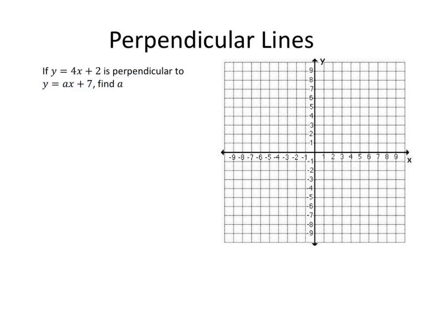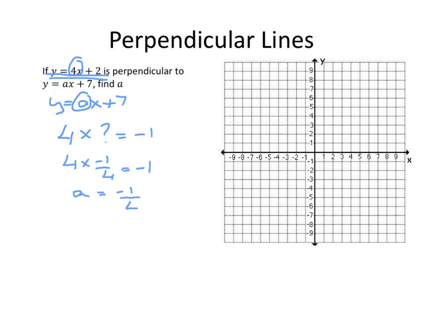If y = 4x + 2 is perpendicular to y = ax + 7, find a. I'm given the equation y = ax + 7, and I'm looking for this a value, and it's a line that's perpendicular to y = 4x + 2. So if it's perpendicular, when I multiply the gradients, I get the answer -1. So 4 times what gives me -1, because it's perpendicular to this line? 4 times -1/4 is equal to -1. So a must be -1/4 because the lines are perpendicular.